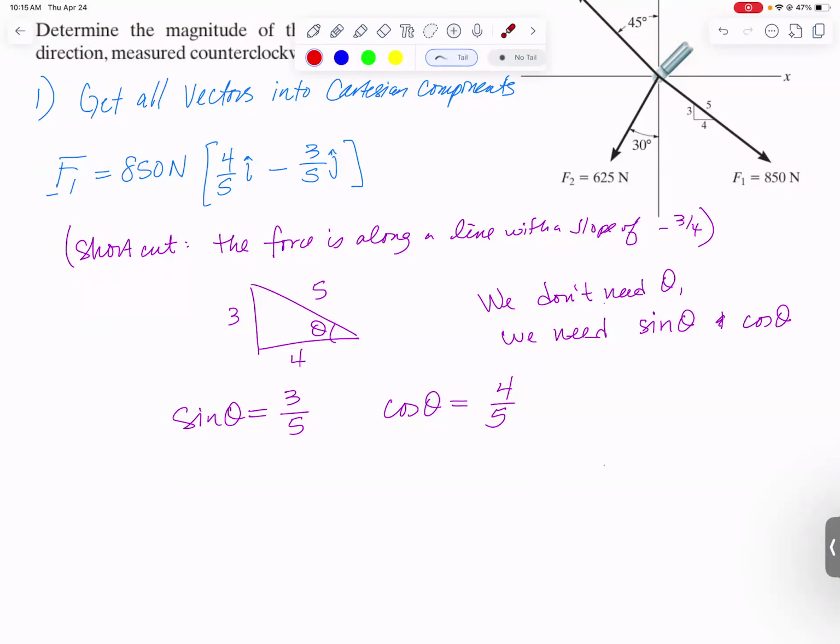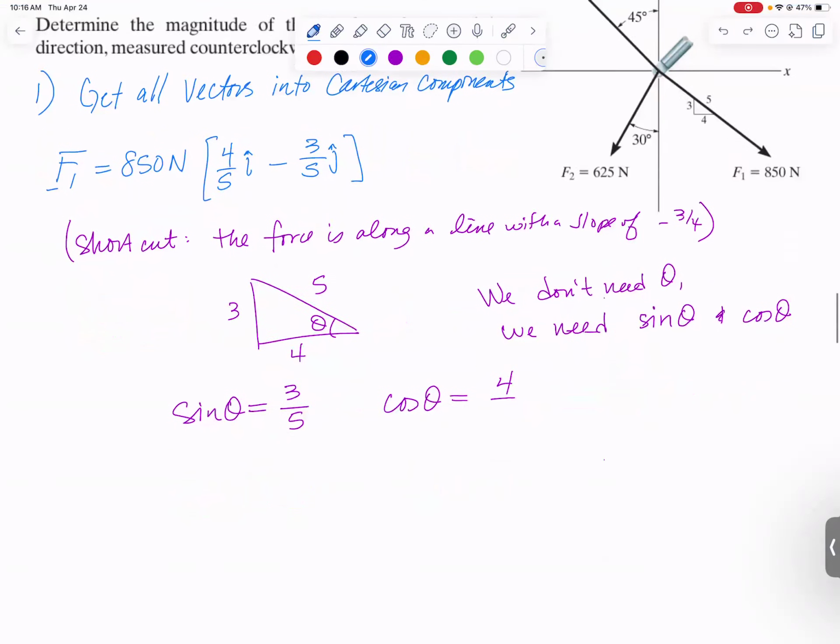I know a few of you really mix up sine and cosine a lot. So here's a hack. Whichever side is lined up with the x-axis goes with the x-axis. So it's just the side in that direction divided by the hypotenuse. So 4/5 gives you your x component. And then the y side, 3 over the hypotenuse, gives you your y component. So that's a shortcut to find F1 in Cartesian components. The other two do not have a shortcut.